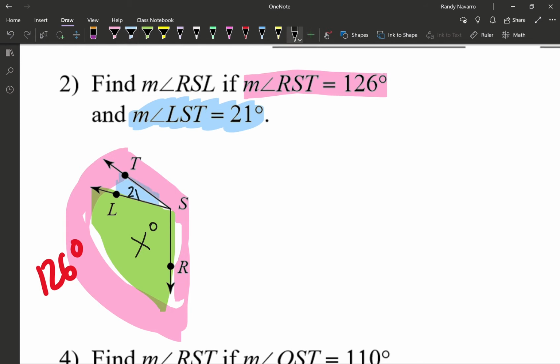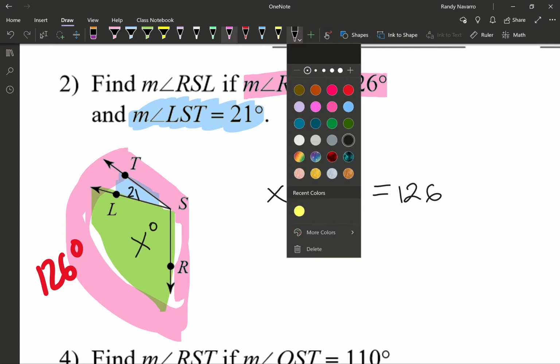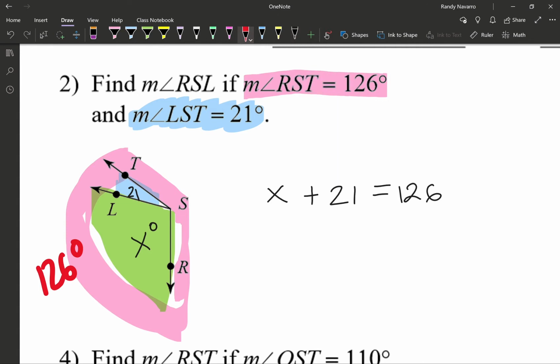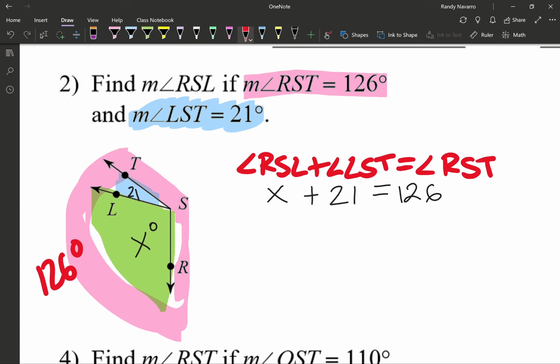And I know what you're thinking, Mr. Navarro, can't we just take 126, subtract 21, and get X? Yeah, you can do that, but remember, we're doing part plus part equals whole. That's algebra. The geometry sets it all up. In other words, we need this red piece: angle RSL plus angle LST equals angle RST.